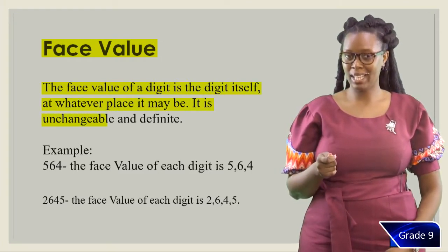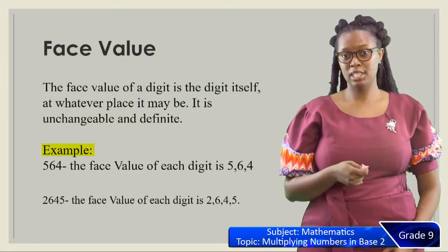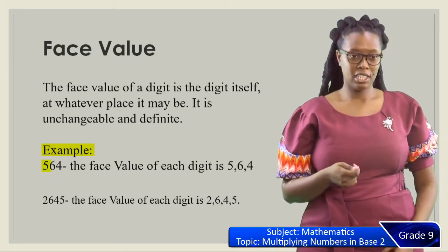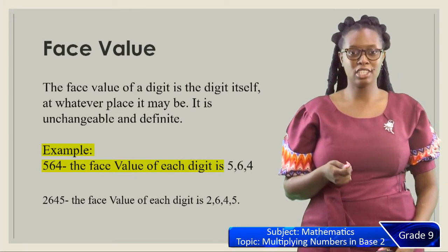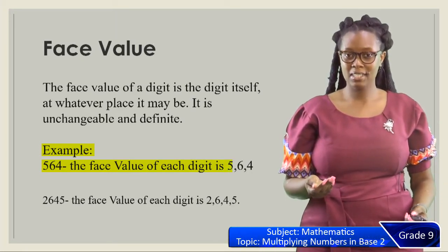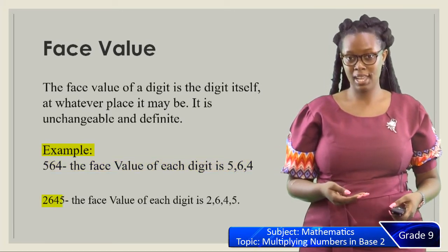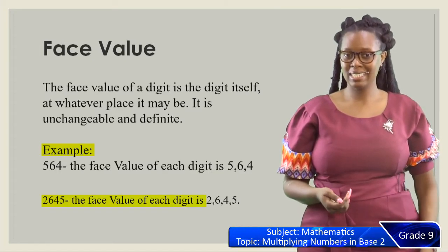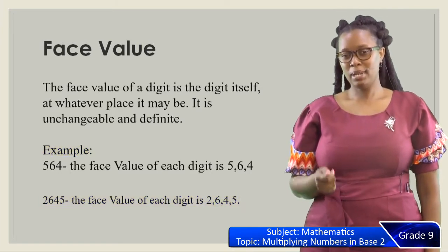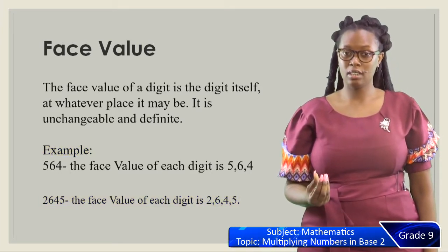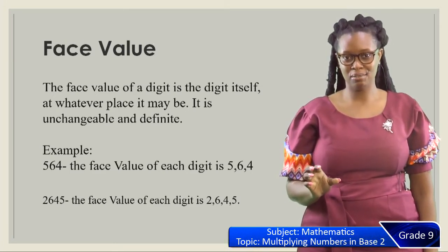Face value. The face value of a digit is the digit itself at whatever place it may be. It is unchangeable and definite. So we're going to look at the same two examples that we looked at for the explanation of the place value. 564. Now the face value of the numbers in 564 are just the numbers themselves. And in the second example, 2645, the face value of each digit is 2, 6, 4, and 5. So the place value deals with the position of each digit in a number, and the face value is just the digit itself.